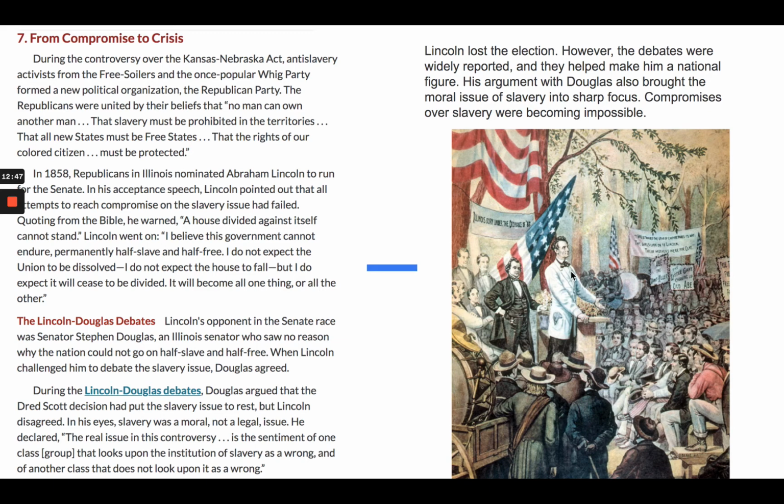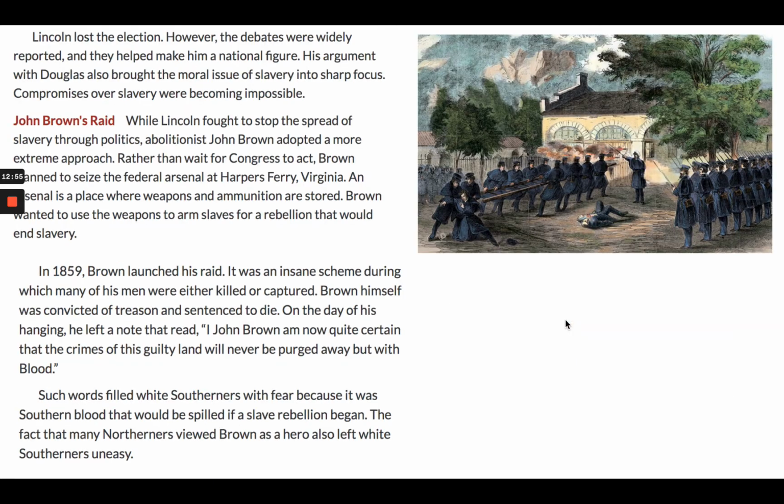All right, here's a picture of Abraham Lincoln, young, no beard, no hat, giving the debate, and here's Stephen A. Douglas in the background. All right, so, didn't mean to put that there twice.